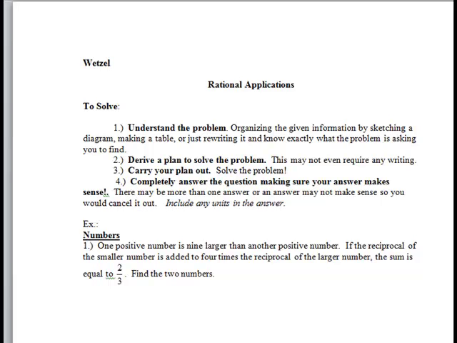Carry out the plan, but don't forget step number 4 here, make sure your answer actually makes sense. Make sure it seems reasonable. Make sure you answered every single part of the problem, and of course always include the proper units.